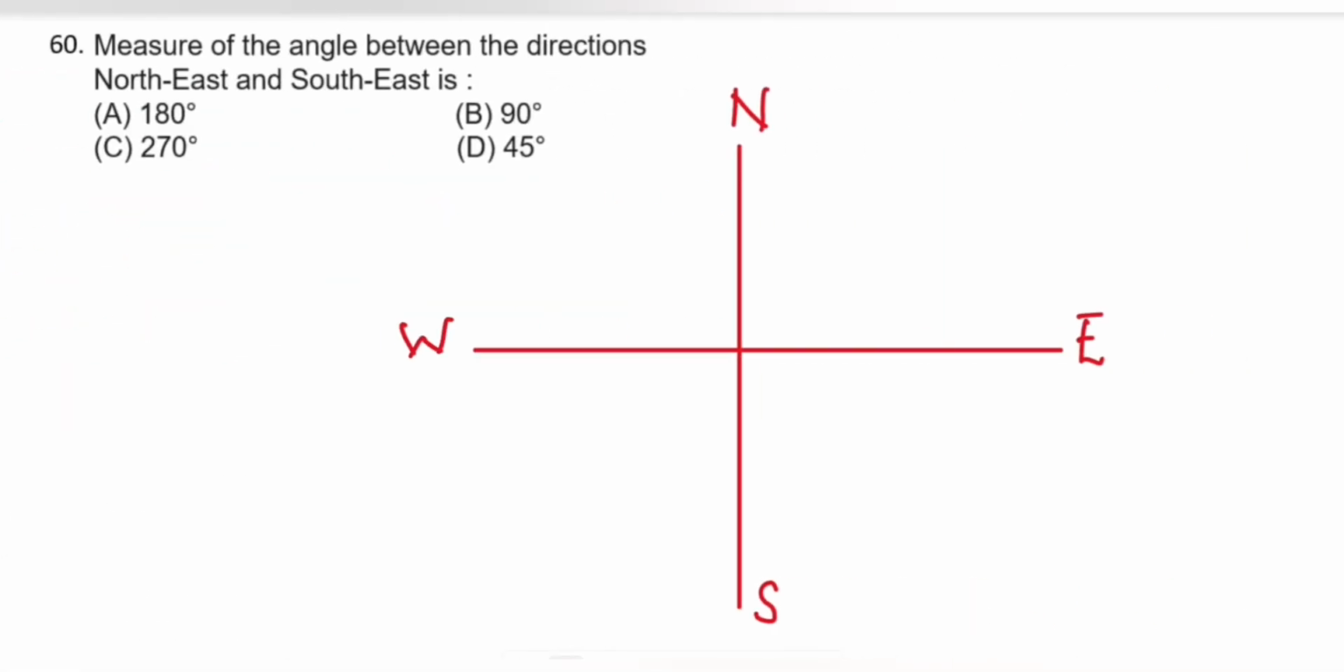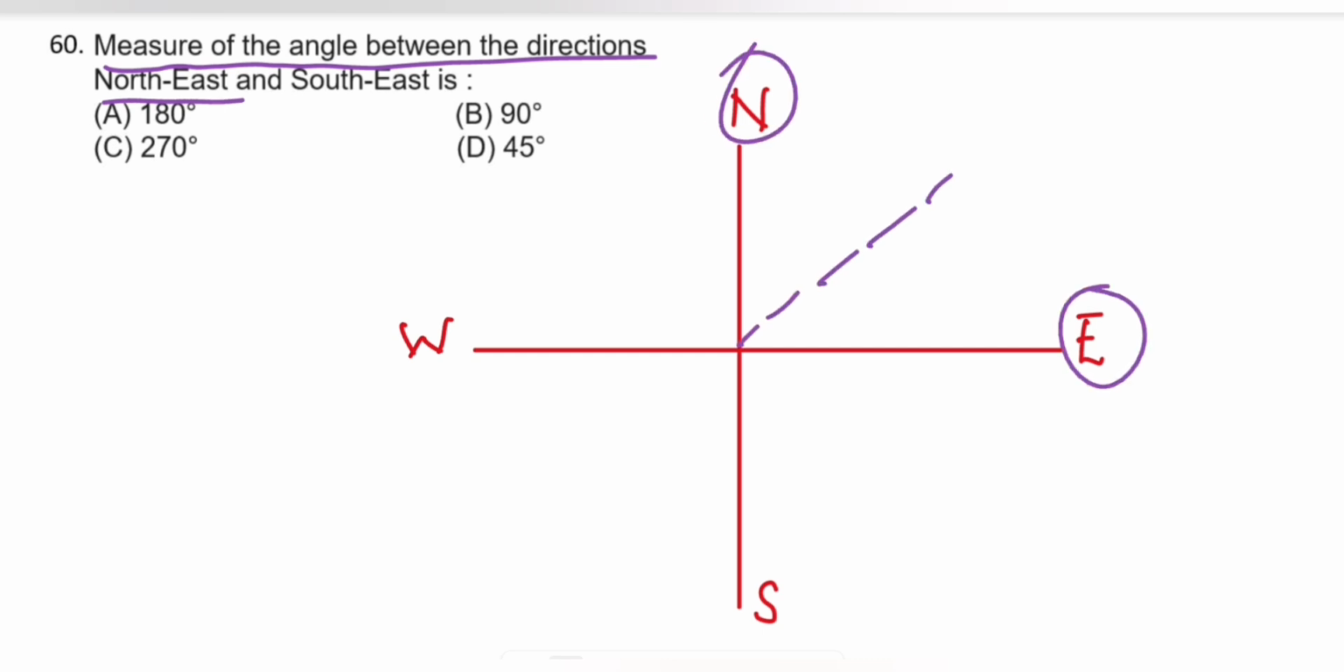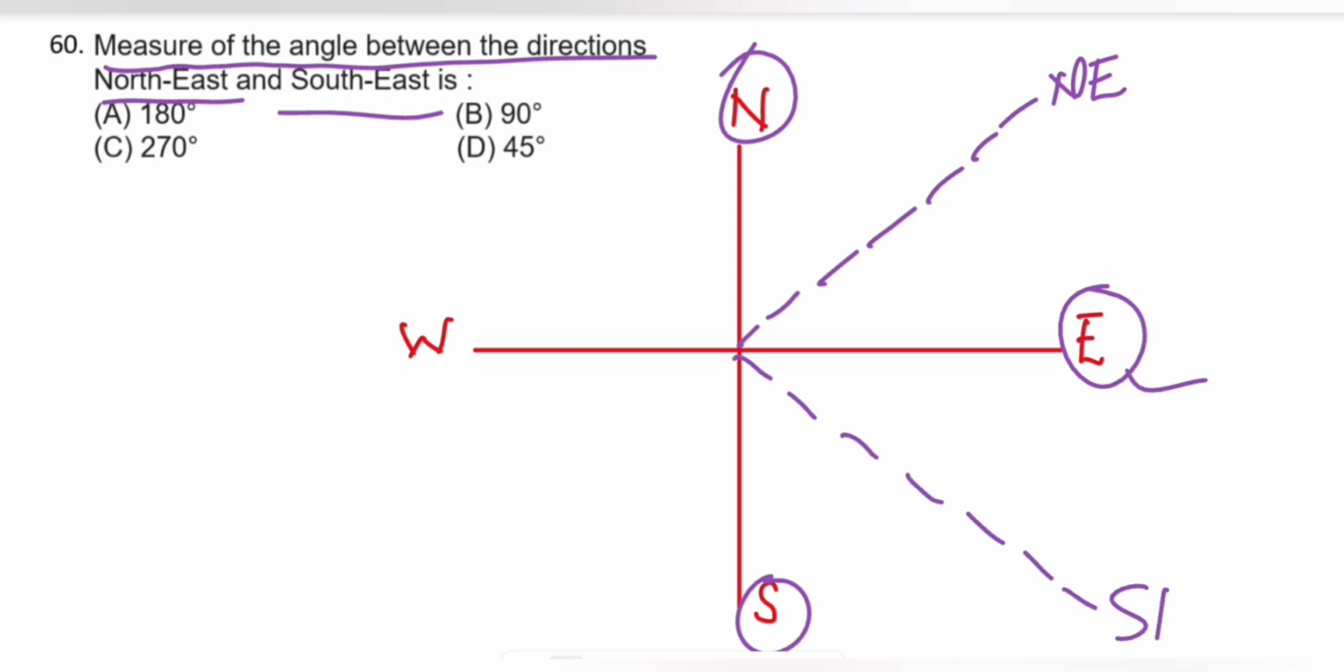Here in this question, we have to measure the angle between the directions of northeast and southeast. So as you know, the angle between north and east quadrant will be 90 degree, and the line which exactly divides it in half will become 45 degree, and again the southeast also exactly divides half, and that is also 45. So 45 plus 45 degree angle, it is 90 degree, right?